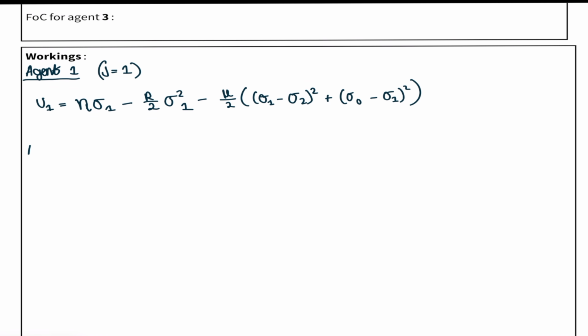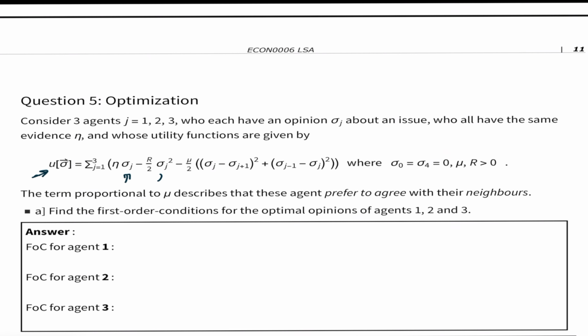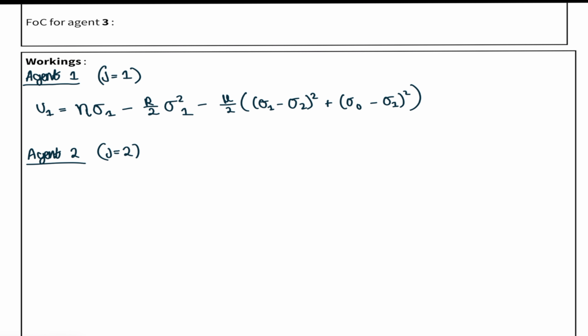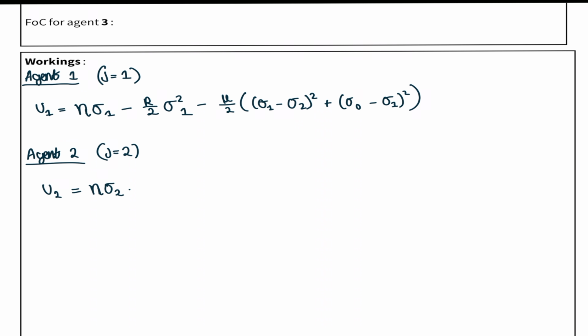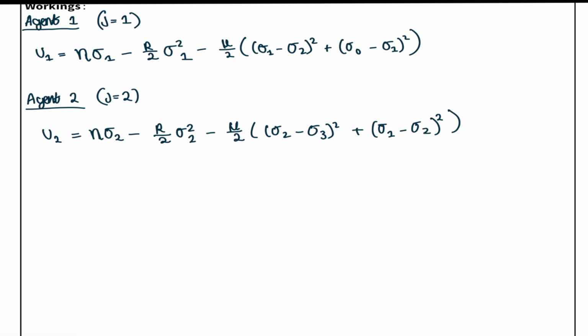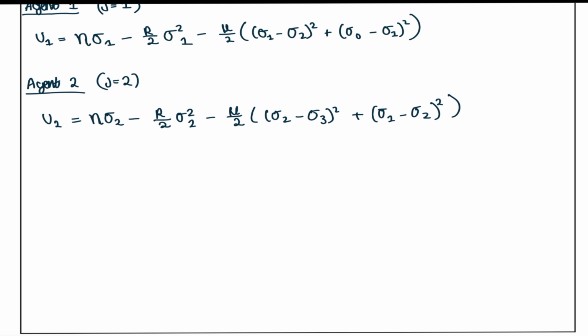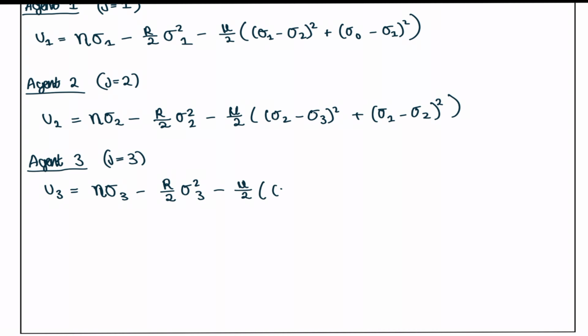If we now do the same for agent 2, we will sub in j is equal to 2. So wherever we see j, we are just going to sub in 2. When we do this, we get this utility function for agent 2, and if we just do the same thing for agent 3, we will have to sub in j is equal to 3. And this is what we get.